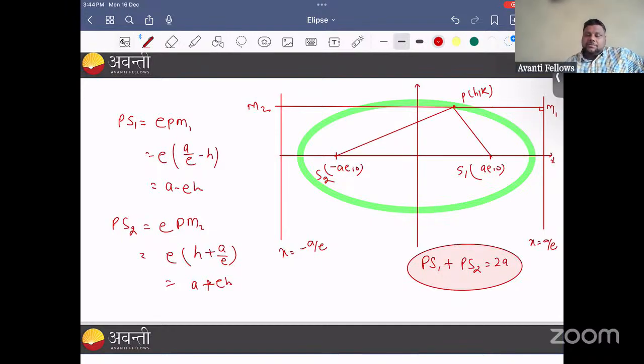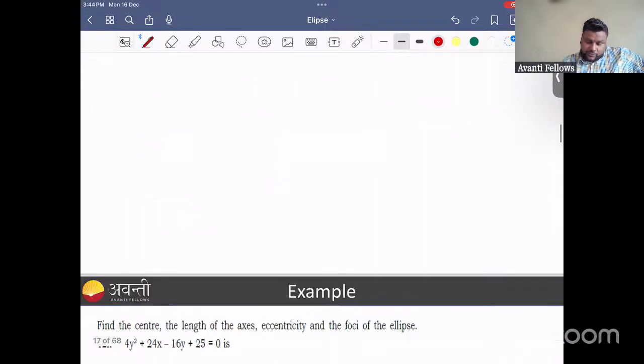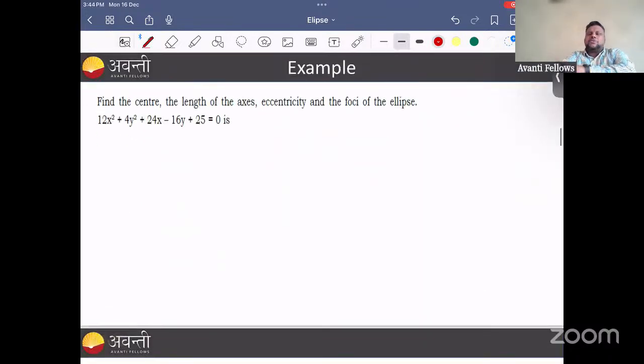So PS1 plus PS2 is 2A. Now let's do a question of this type. Find the center, length of the axis, meaning major axis, minor axis, eccentricity, and focus of the ellipse. First of all, we will shift this ellipse. You remember the parabola questions, we have done old parabola, new parabola. Same type, old ellipse, new ellipse.